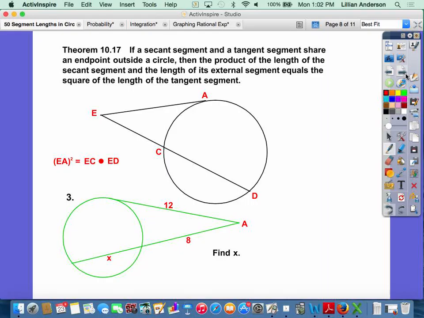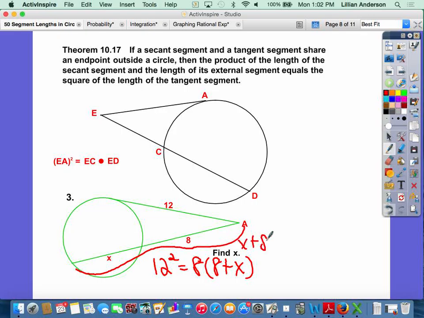So for this example here, what's my tangent? It's 12. So I'm going to take 12 and I'm going to square it, and it's going to equal the external secant, which is 8, times the entire secant, which is 8 plus x, or x plus 8, the whole secant. Okay, solve this out.